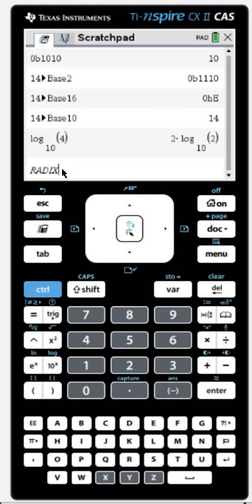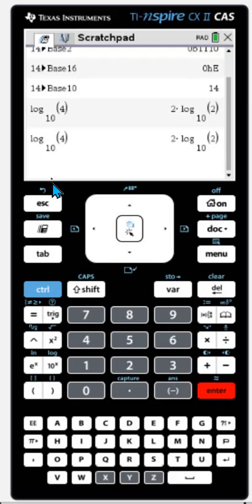Radix and TI-Nspire. Radix, spelled like this, are these little subscripts which you see with logarithms and when you deal with bases of different number systems. So let me show you how you enter log base 10 or log radix 10. You type in log 4 comma 10 close parentheses, and there you have it.